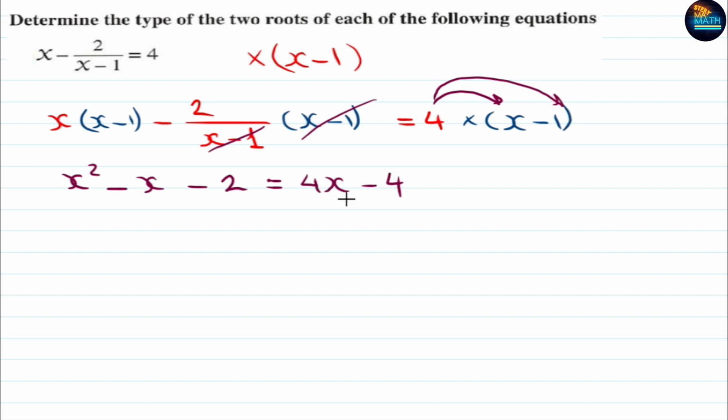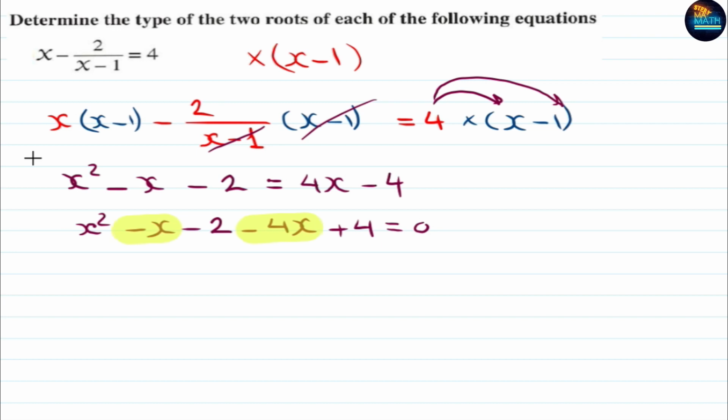Now here you have x squared minus x minus 2 is equal to 4x minus 4. So you can move 4x minus 4 to the left-hand side. So x squared minus x minus 2, and 4x will be here with negative, so negative 4x, and negative 4 will be here with positive, so plus 4 is equal to 0 because you don't have anything here in the right-hand side. Now, where are the like terms? You have negative x and negative 4x.